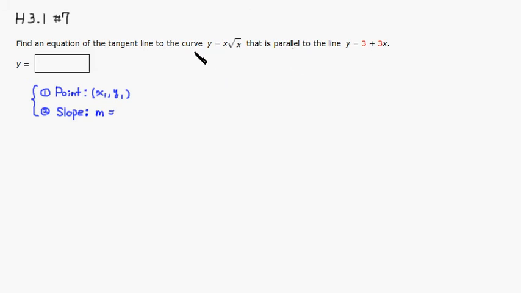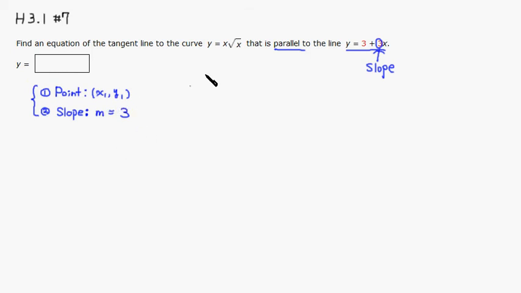It says that the tangent line has to be parallel to this line right here, which means it has to have the same slope as this given line. But the slope of this line is actually given here. Since the tangent line we're looking for is parallel to this, the slope has to be 3. So we don't really have to do a lot of work to find this number 3. The slope is 3.